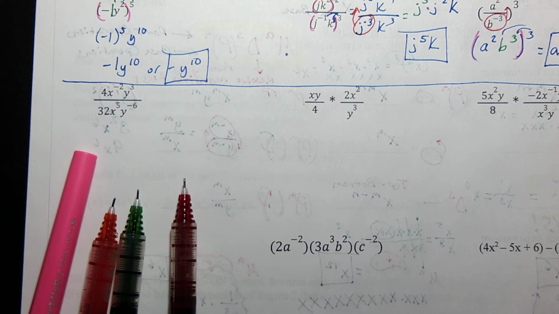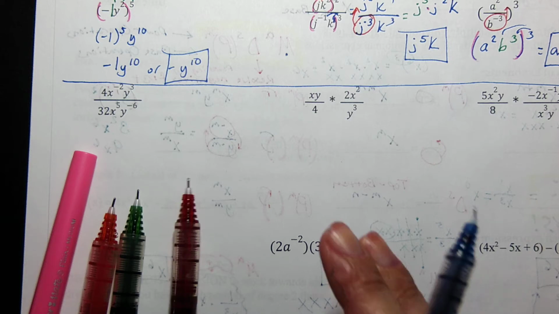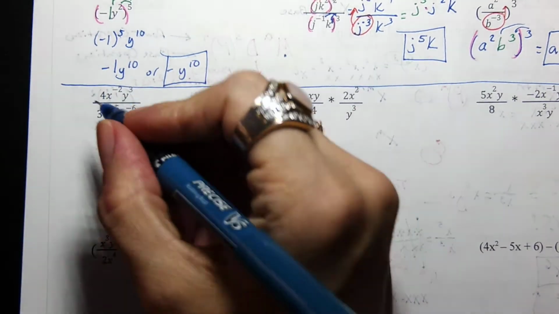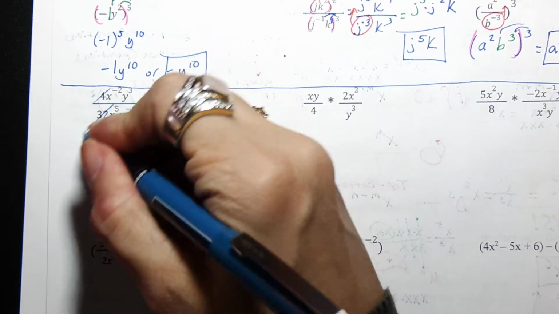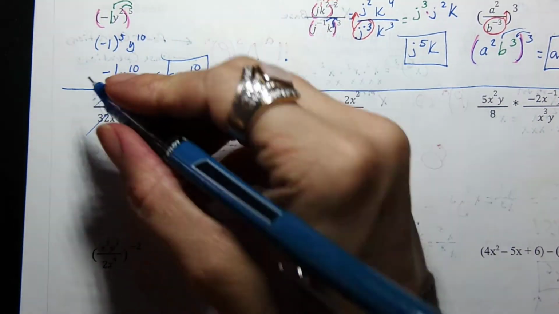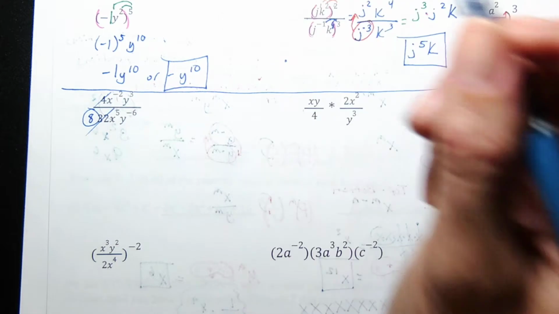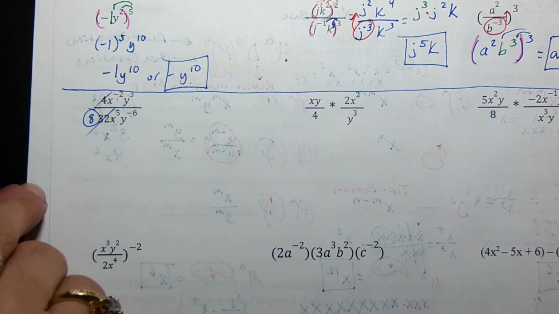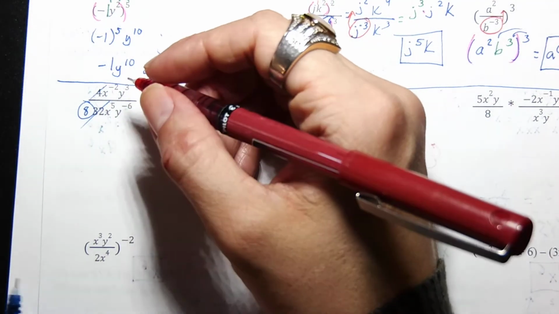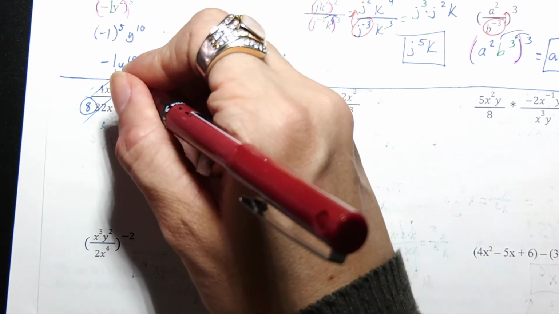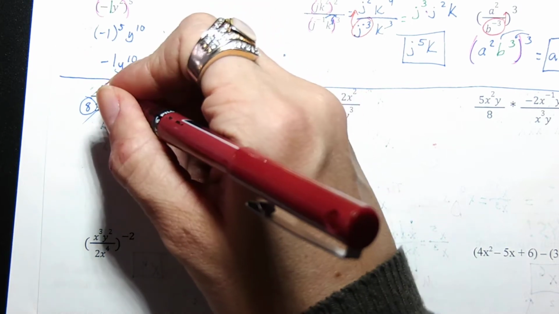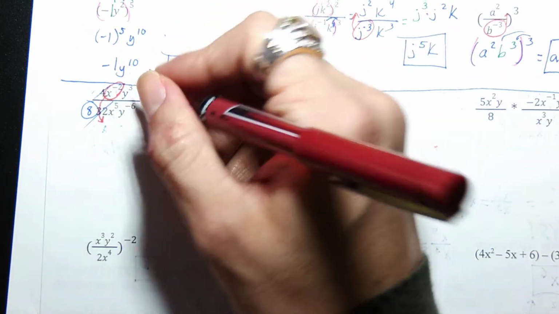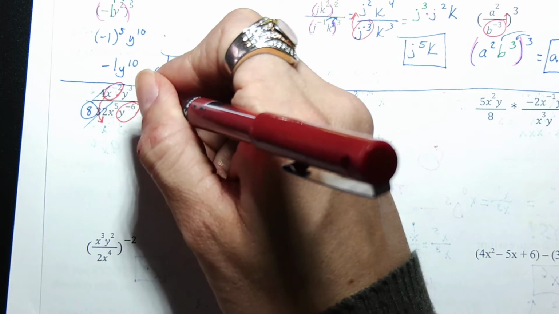So folks, let's go ahead and start this one. We've got 4 divided by 32. We can divide a 4 out of both of those, and that will leave me an 8 on the bottom. Now, we have division going on between these other bases, so I'm going to go ahead and lose the attitude with these negatives first. So we're going to send this one downstairs, and this one upstairs.